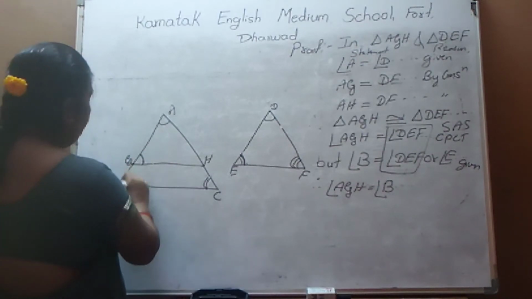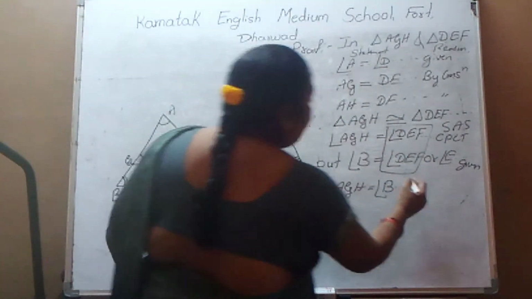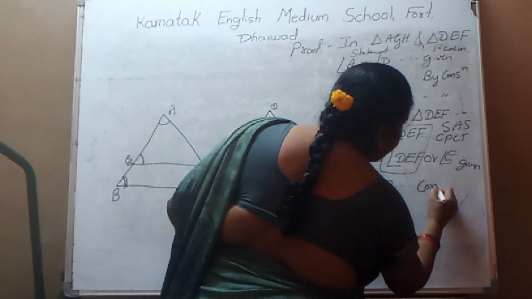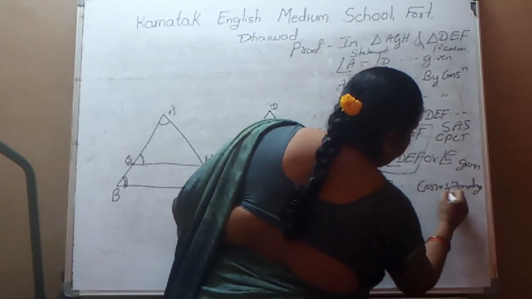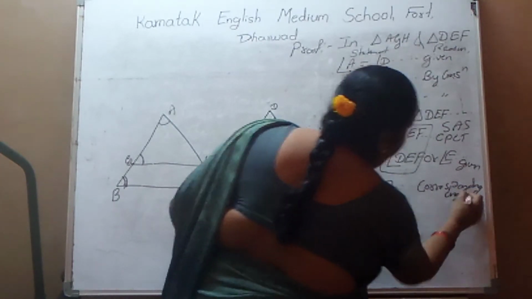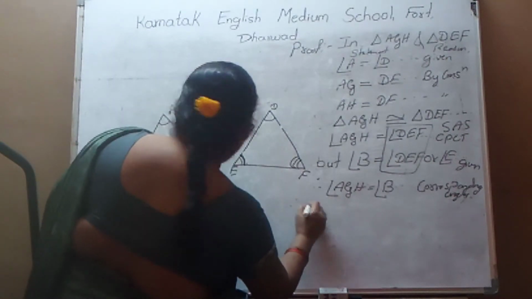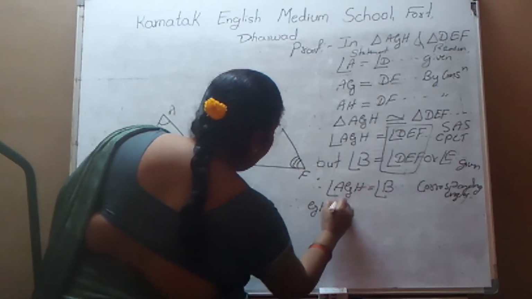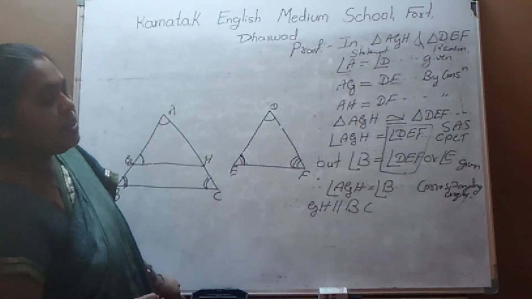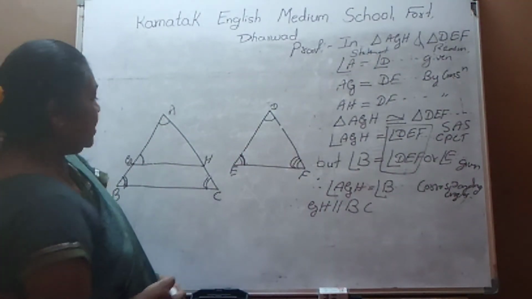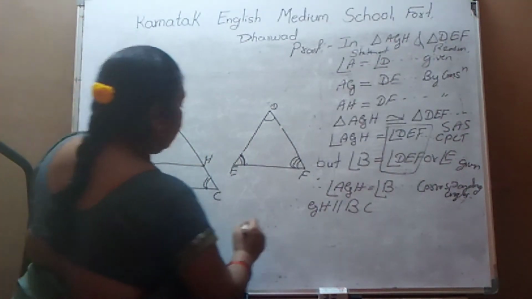So, when these two angles are equal, it means these are corresponding angles. Corresponding angles. Therefore, GH is parallel to BC. GH is parallel to BC in triangle ABC. Therefore, cut here.